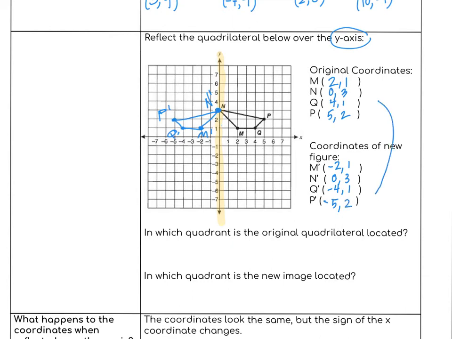Real quick, take a look and compare the original coordinates and the new coordinates. Okay, so our original quadrilateral was located in quadrant 1. And then our new one that's reflected over the y-axis is in quadrant 2.